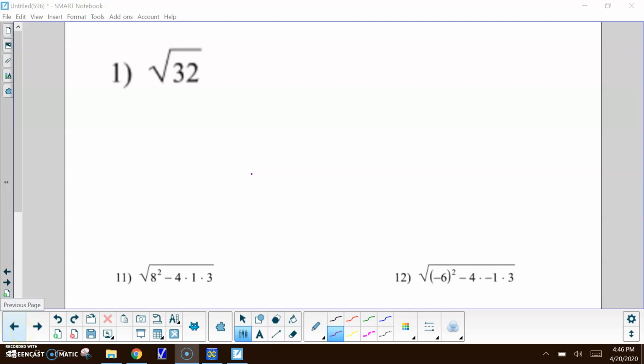Hi everyone, just wanted to go over a couple examples of the worksheet. I'm going to go over number 1, number 11, and number 12. So in number 1, we are just simplifying radicals.